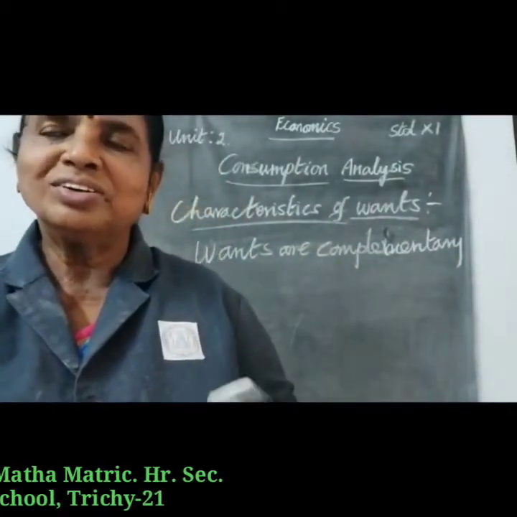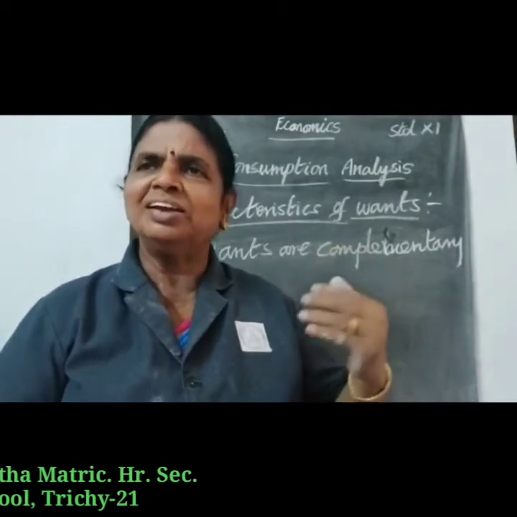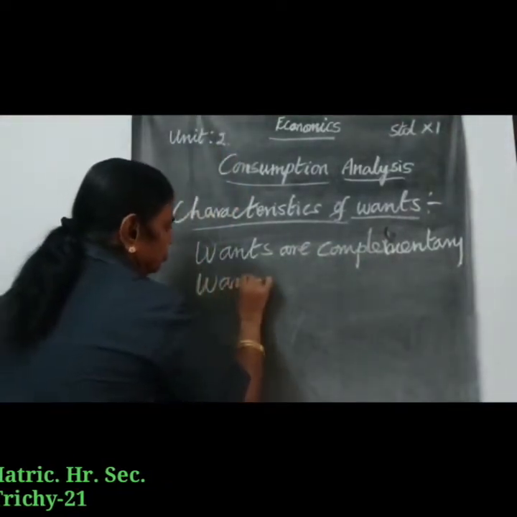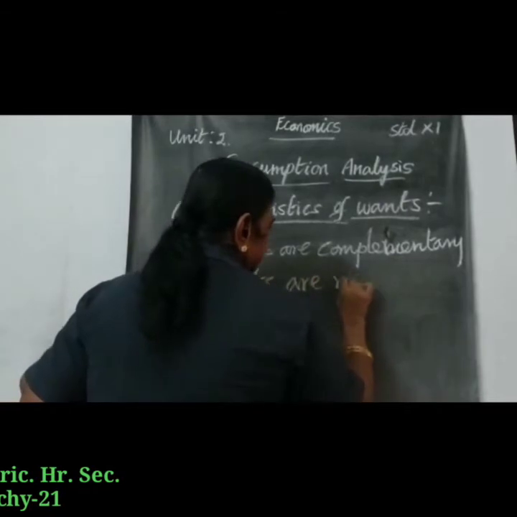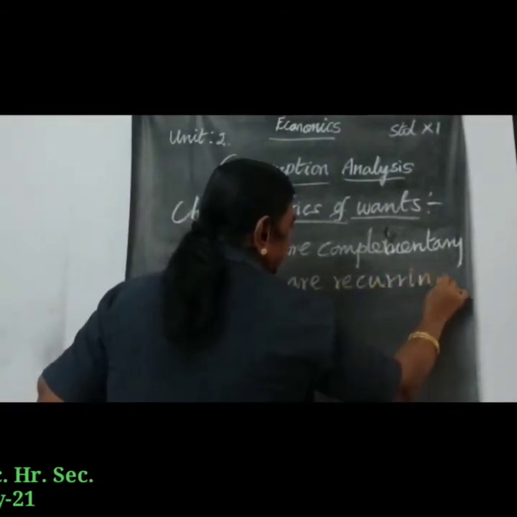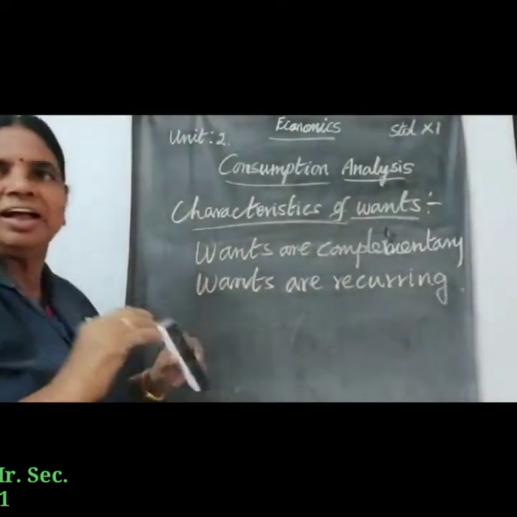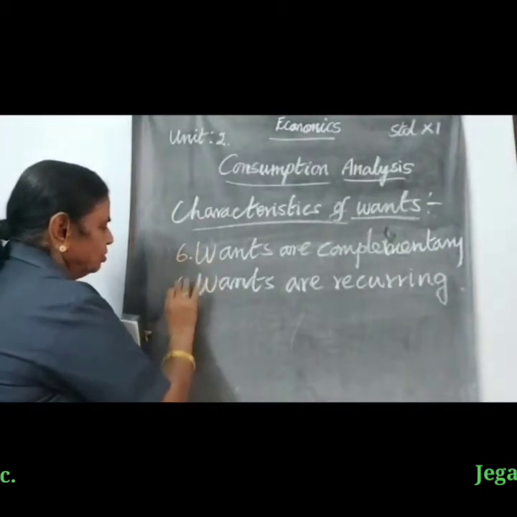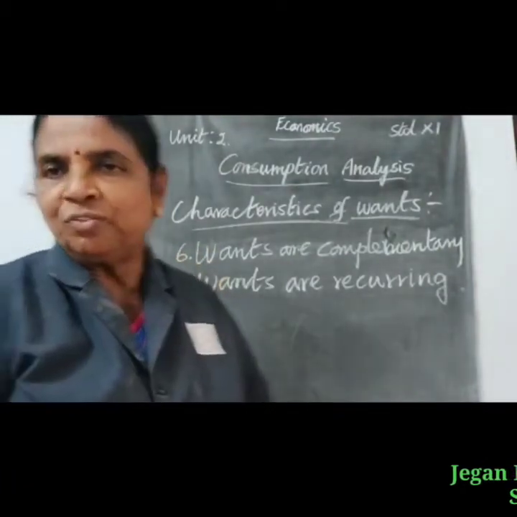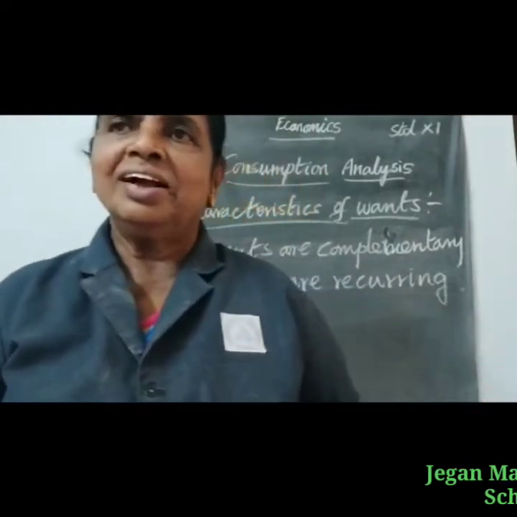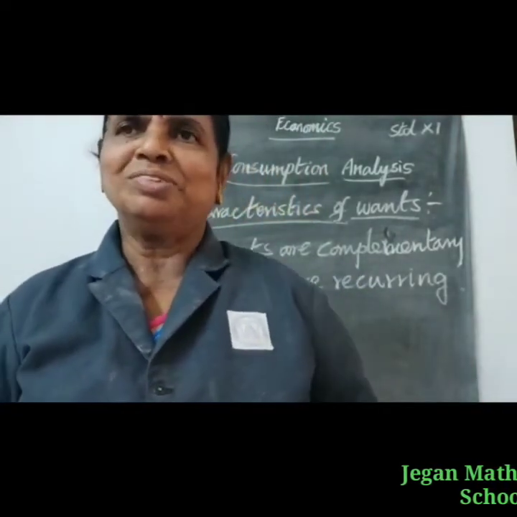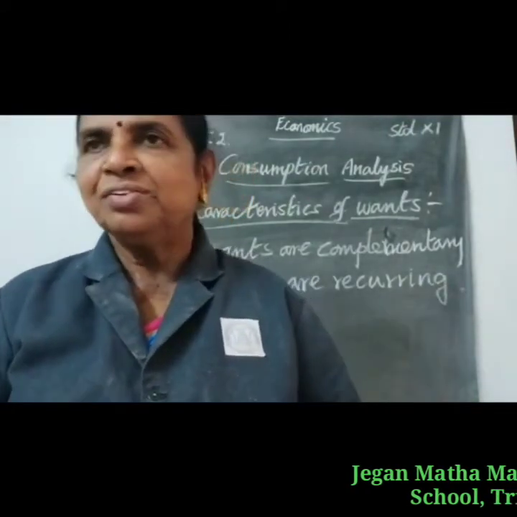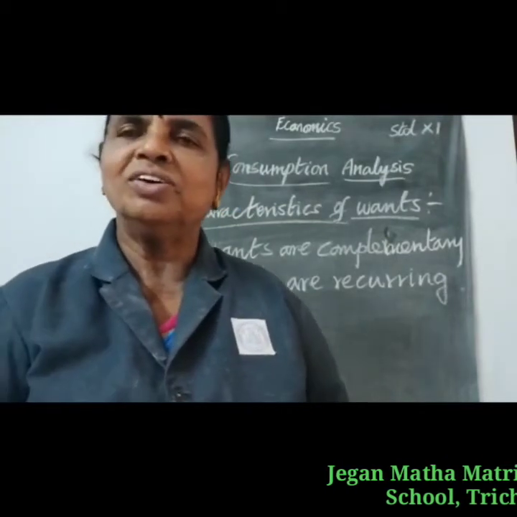Now wants are recurring. Wants occur again and again. So that's what we call wants are recurring. Recurring means happens again and again. So that's the 6th point and 7th point. When one feels hungry, he eats and he satisfies his wants. But after some time, once again he feels hungry and he needs food. So that's what we say as wants are recurring.